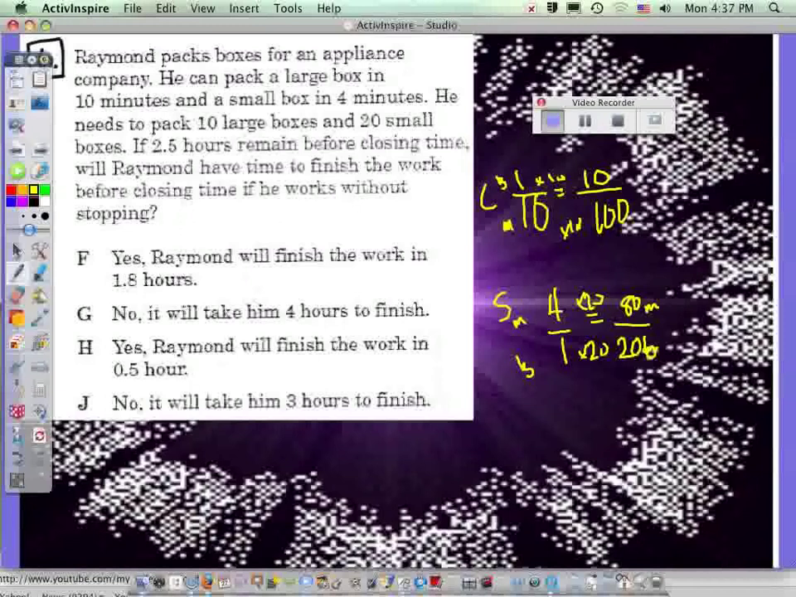Well, 100 minutes, if I divide it by 60, would be 1 hour and 40 minutes. Hopefully y'all can see with this crazy background. All right. And then 80 minutes is 1 hour and 20 minutes. So altogether that's 2 hours and 60 minutes, which is also known as 3 hours. All right, but they only have 2.5 hours remaining, so answer is no. It will take him 3 hours to finish. He will not have enough time.